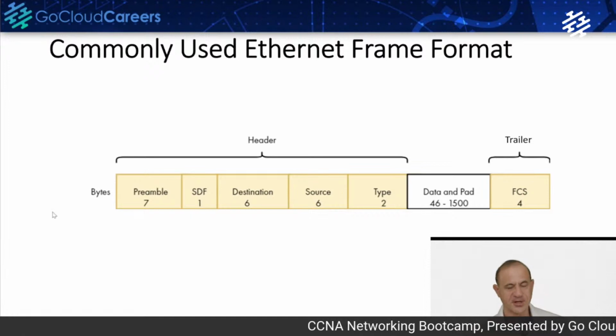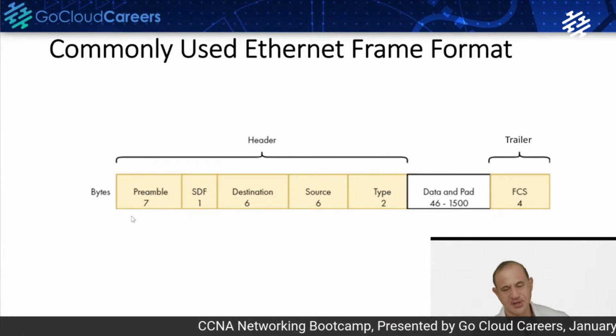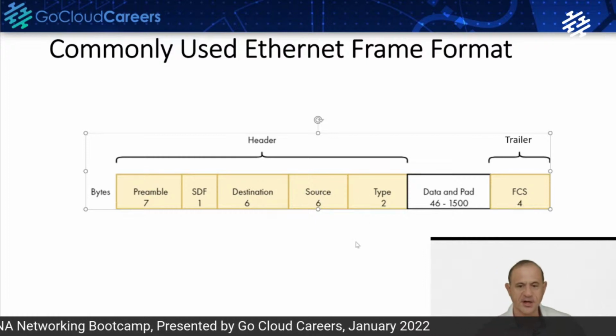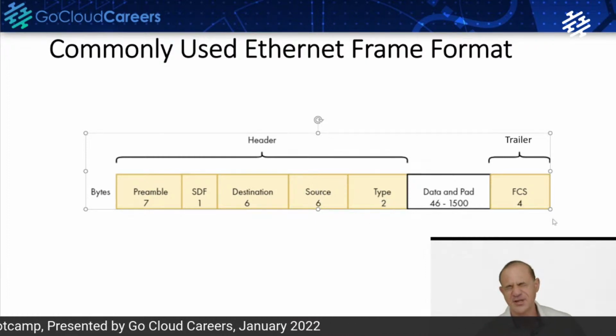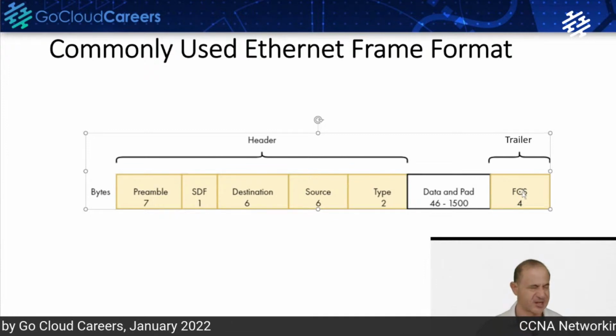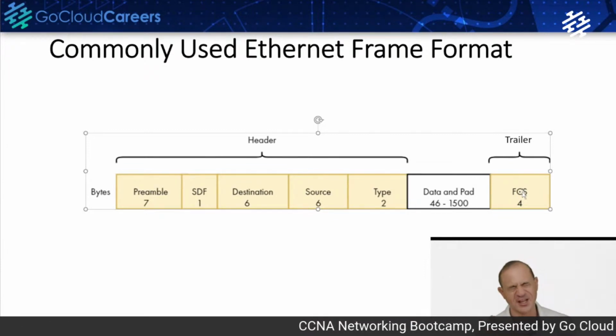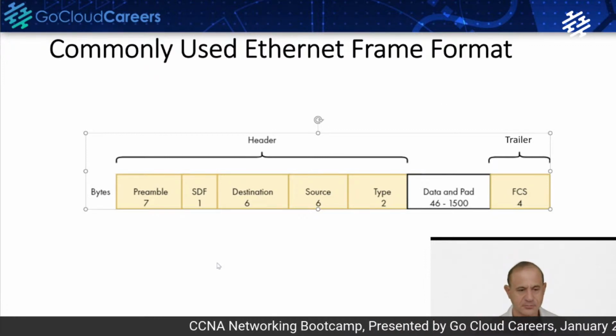So what goes into this header? You've got a preamble which tells you something. This is the destination MAC address. This is the source MAC address. This gives you some information. Here's your data, and here's what's called the frame check sequence. It basically is like a hash, something that shows you if the message has been damaged in the process. So that's kind of what we're talking about.